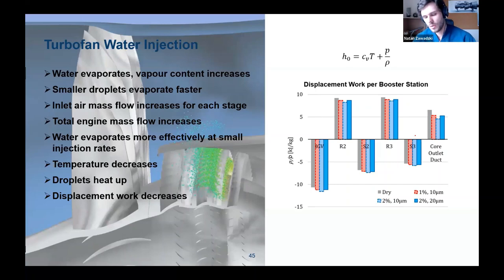All right. So in terms of the efficiency, what are the implications of that? And this is where we started to look at the enthalpy in the flow and entropy, because this is eventually what goes into the efficiency equation, right? One of the most important realizations is that the displacement work decreases if water is injected.